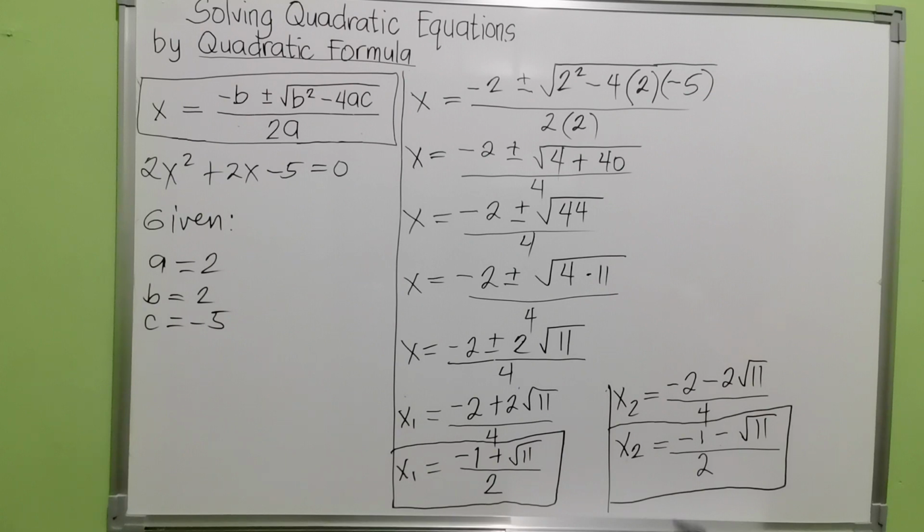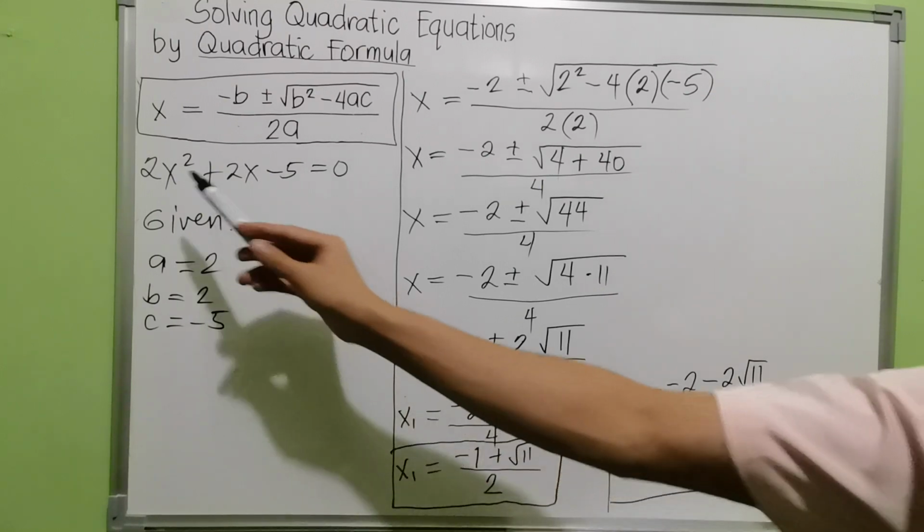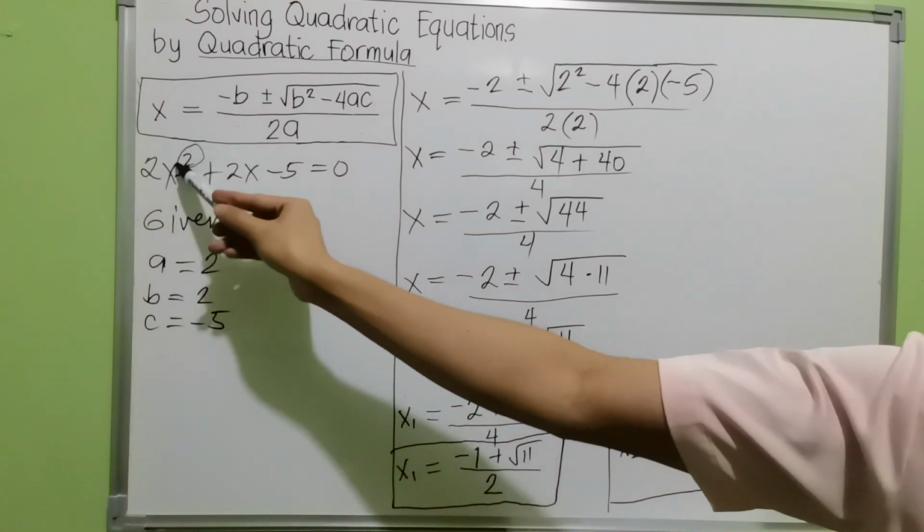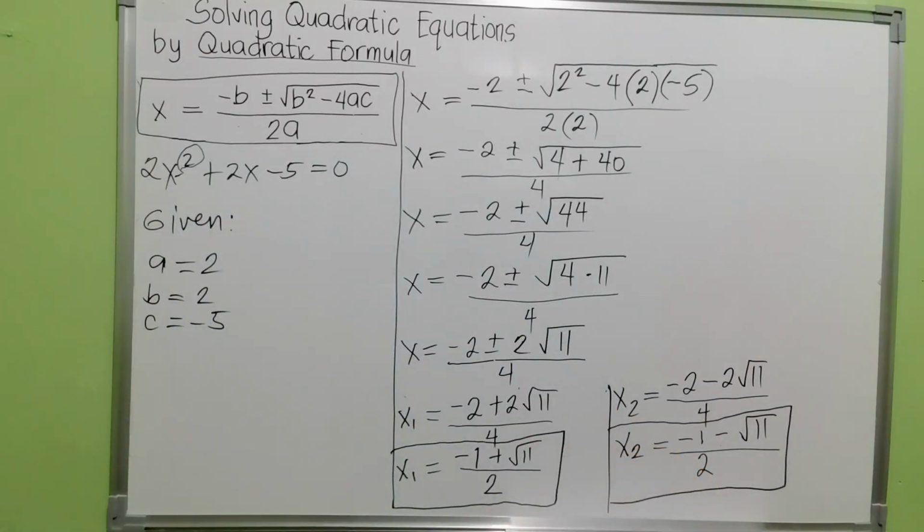So we have two solutions, x sub 1 and x sub 2, because our equation is squared, which means it has two solutions.